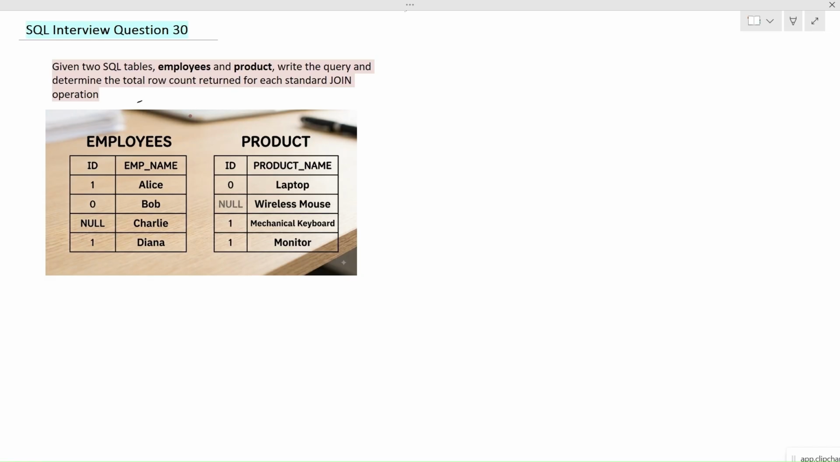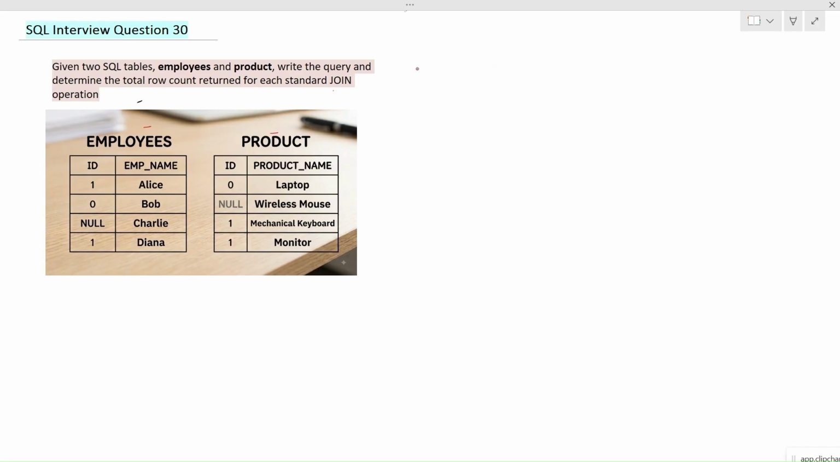The question is: given two SQL tables, employee and product. We have an employee table and, second, we have a product table. Write a query and determine the total row count returned for each standard join operation. So count how many records the two tables will return when we use our standard join. So how many joins do we have?